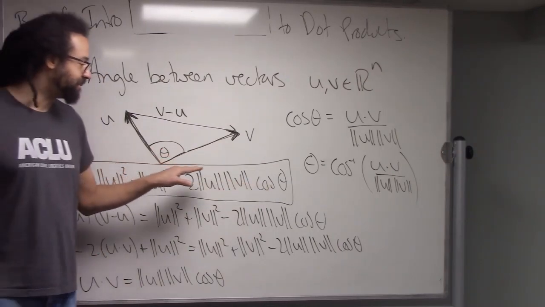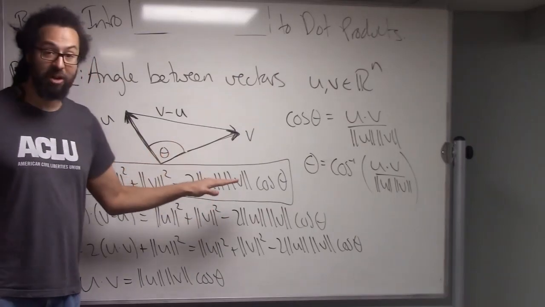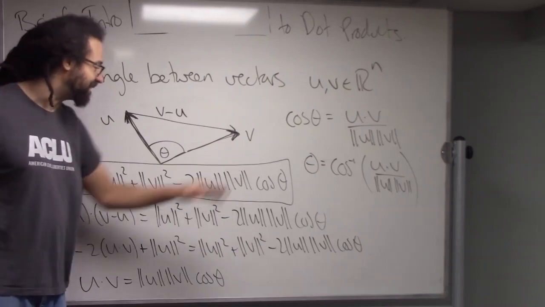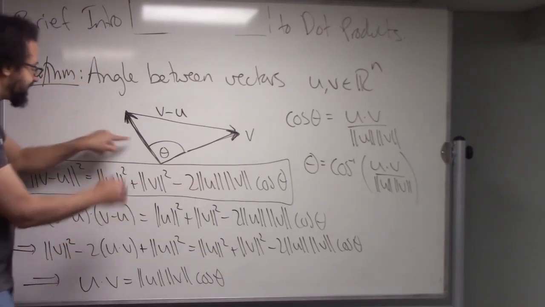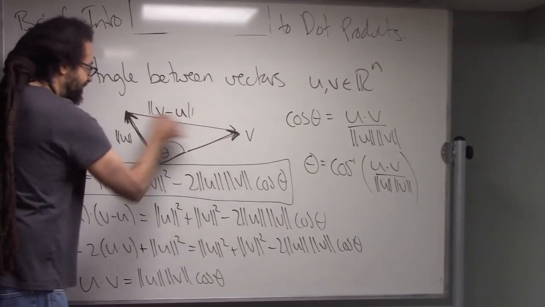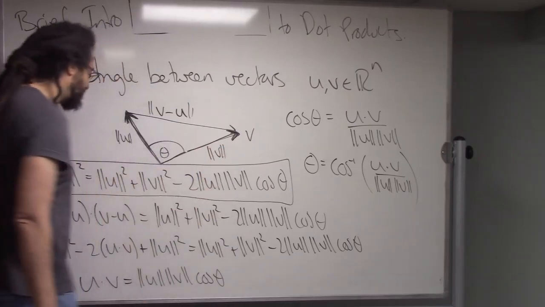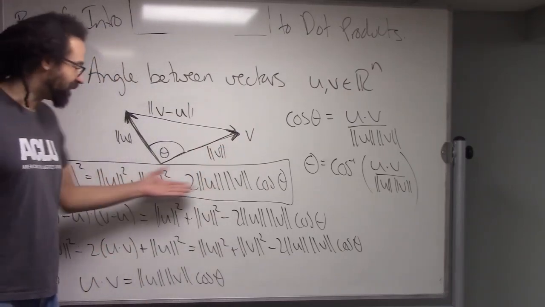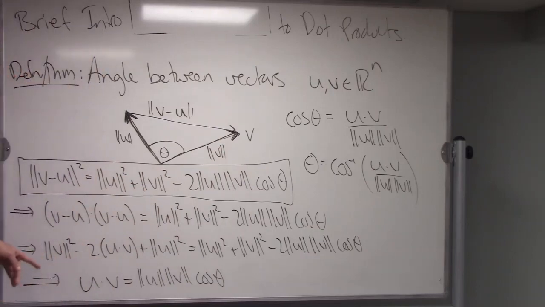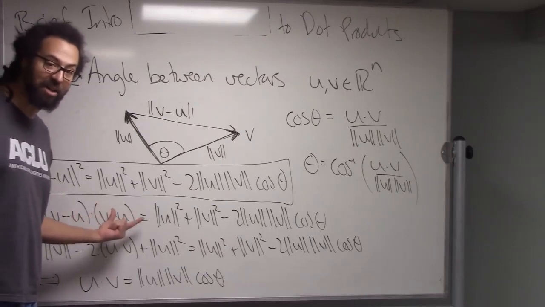If you need to refresh, check out an old trig book and look up the law of cosines. That's exactly what this is. The side length of this triangle is the magnitude of u, the length of this side is the magnitude of v minus u, and the length of this side is the magnitude of v. So law of cosines. Now, what is the magnitude of v minus u squared? Well, it's the vector v minus u dotted with itself.